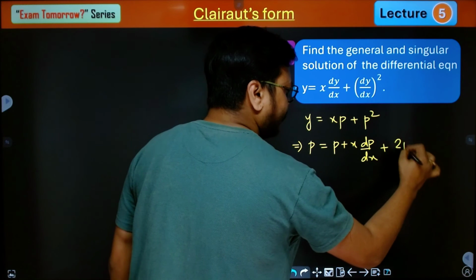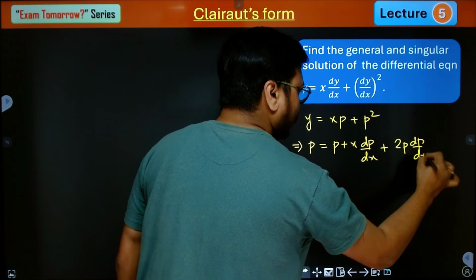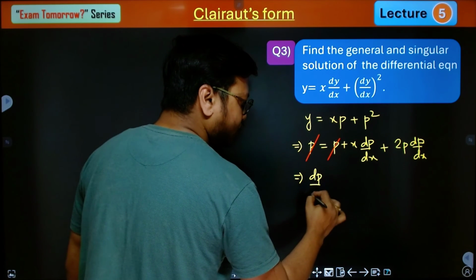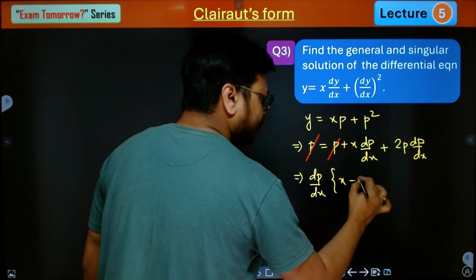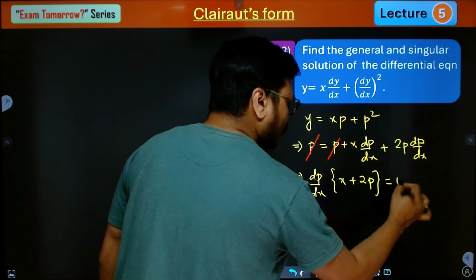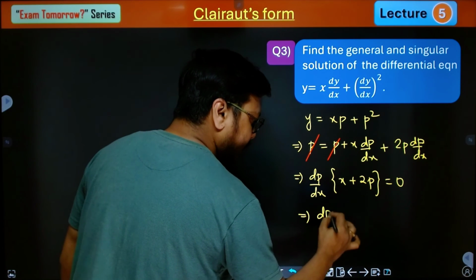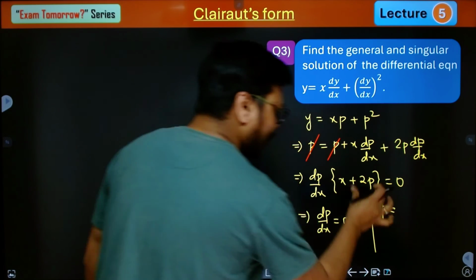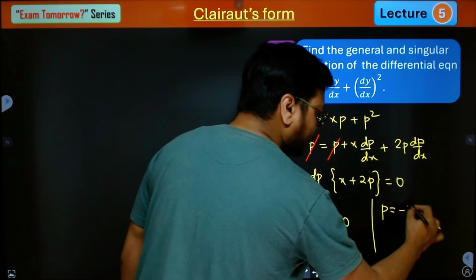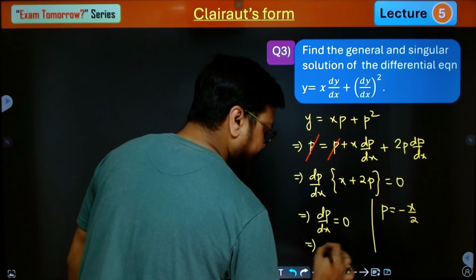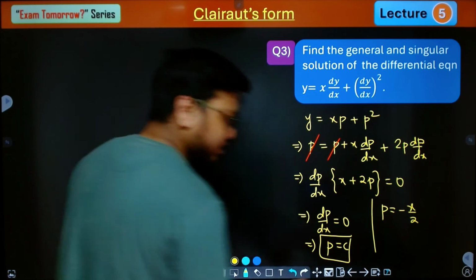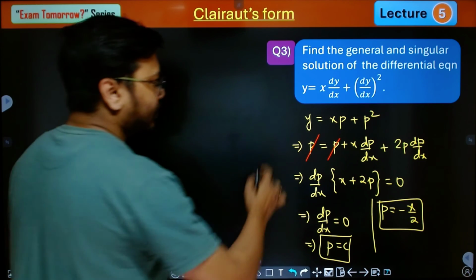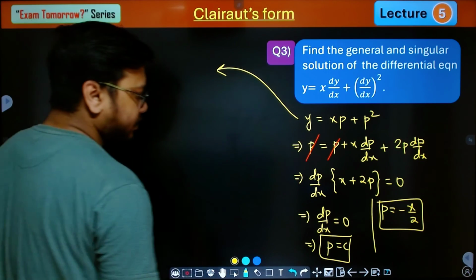Derivative of p square would be 2p dp/dx. So it's again all the same, the p gets cancelled, the dp/dx goes common, and we have (x plus 2p) equals 0. So two possibilities, dp/dx equals 0, and from the other part we would get p equals minus x upon 2. So from here p equals c, which is the usual case, and from here p equals minus x by 2. So let's put this in our differential equation.